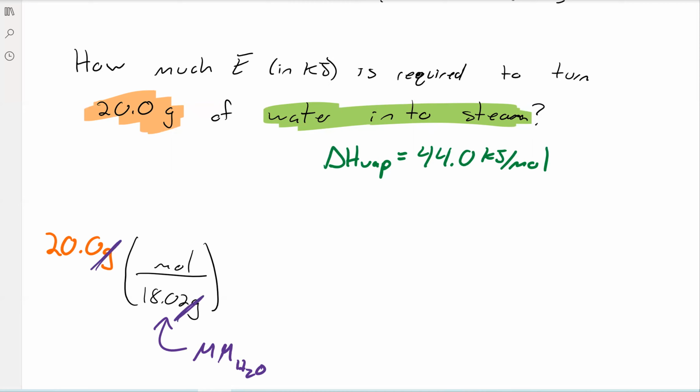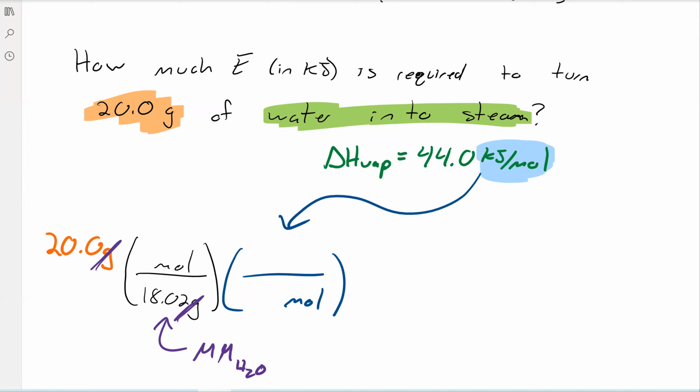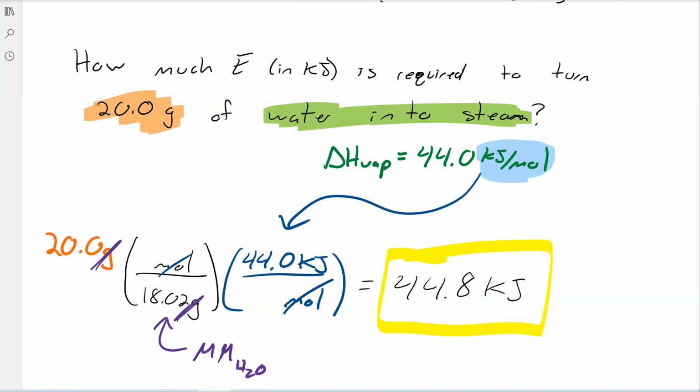And so then grams and grams cancel out, and now we're at moles. And then if we think about this, right, this is a unit over another unit, we can then use that as a conversion factor. So since we have moles up top here, we're going to want to put moles on the bottom here and then kilojoules on top. The numerical value, the 44, always goes with the top unit. So that goes with the kilojoules. So we put 44.0 kilojoules up here. And then moles and moles go ahead and cancel out. We plug that into our calculator and you get 44.8 kilojoules as your final answer.